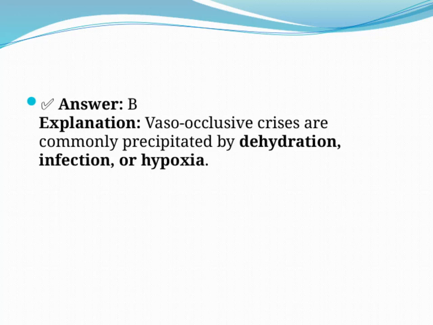All right, so the correct answer here is B. Now, let's talk a bit about vaso-occlusive crises. These episodes are quite common in conditions like sickle cell disease, and understanding what triggers them is really important.